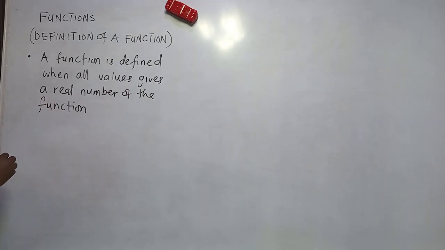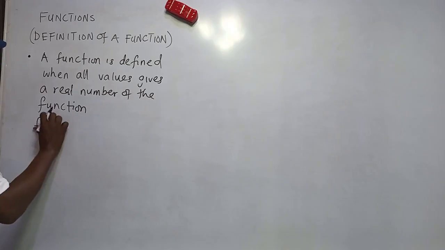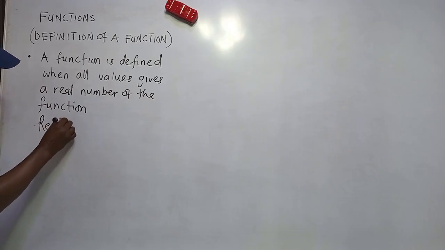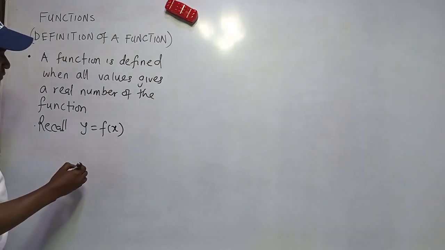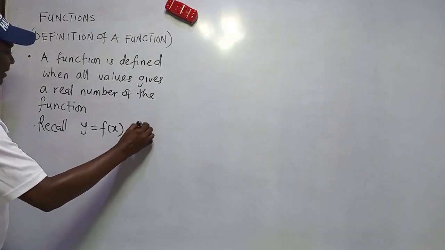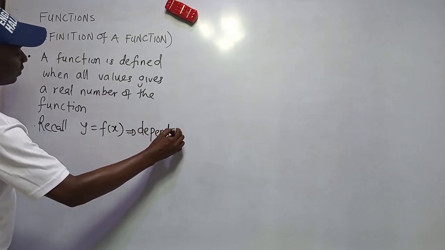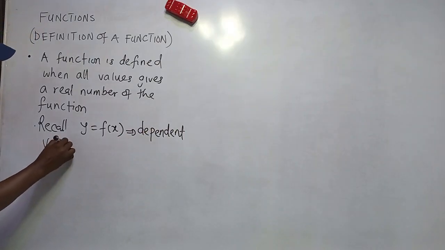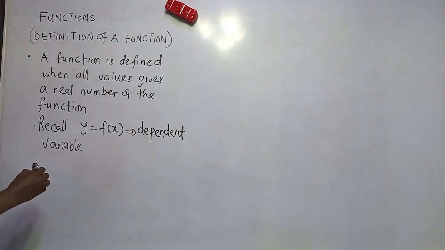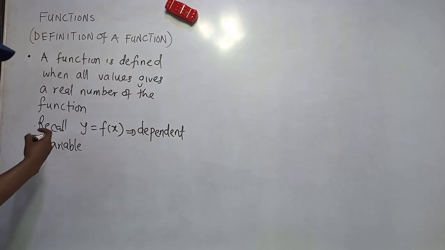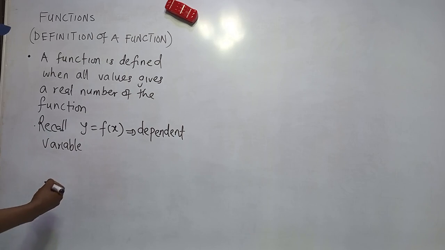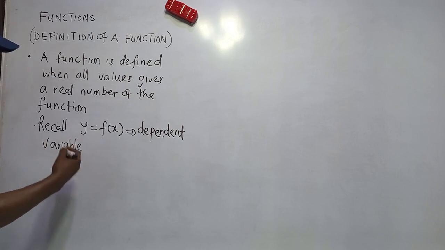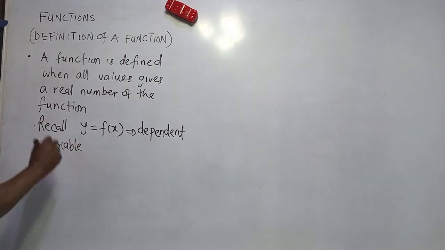What I'm trying to say is that, for instance, recall in our last class that y is equal to f of x, which is a dependent variable. It represents the set of images. That means the set of the range. Let me put it that way. It represents the set of range of a particular element called x.